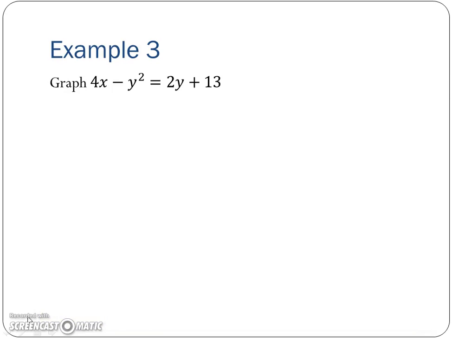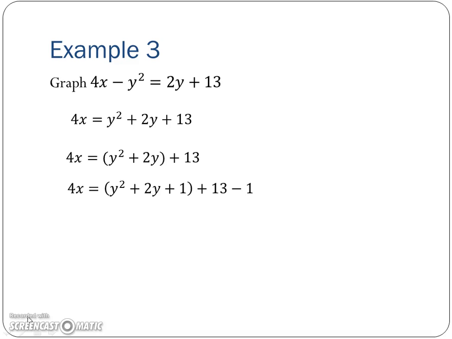So let's look at this. Example 3: 4x minus y squared equals 2y plus 13. I see that y is squared, so I'm going to isolate y squared and the 2y. So I'm going to add y squared to the right side. Then I'm going to complete the square. So we have y squared plus 2y. 2 divided by 2, squared is 1. So I'm going to add 1 and then subtract 1 from the same side.